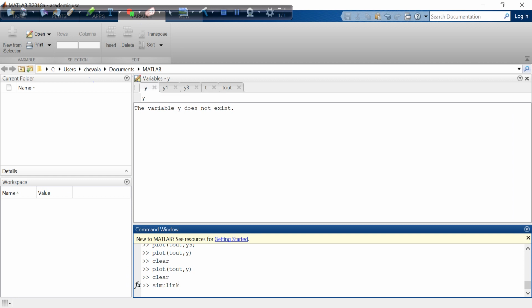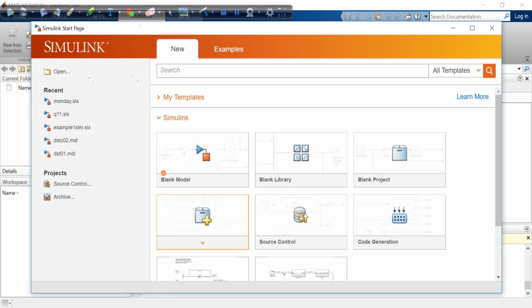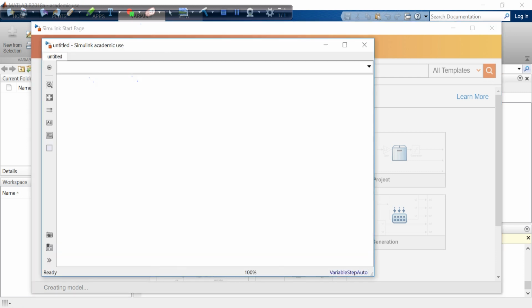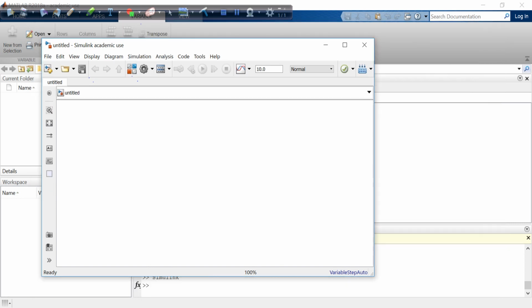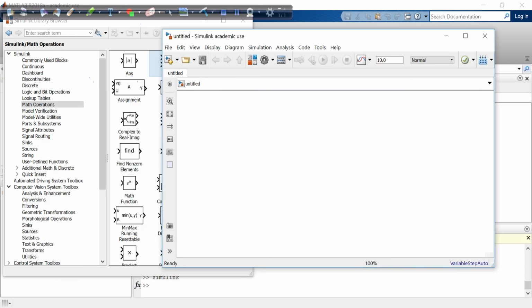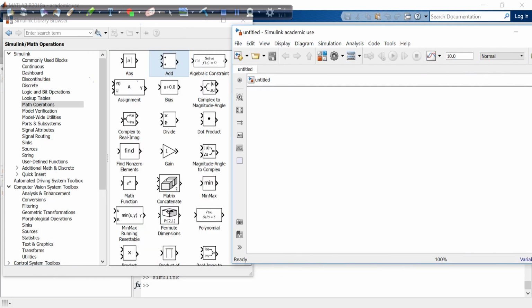We have the Simulink. Type Simulink, enter, and start with a blank model. You can try others, but since it's just a simple one, let's start with a blank model and use the blank interface to start step by step. Here you can directly click the library browser. This will pop up all the components, all the blocks you will use to construct it.